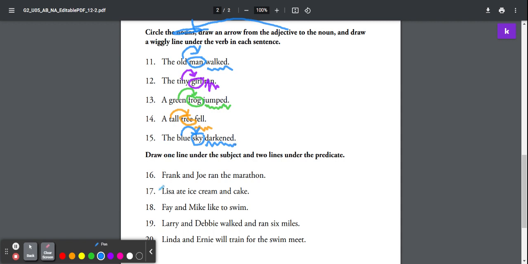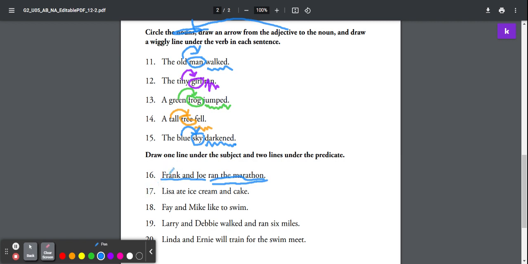All right, great job. Now we're going to draw one line under the subject and two lines under the predicate. Frank and Joe ran the marathon. Our subjects are, because they have an and there, Frank and Joe. Who is it about? Our predicate: what did they do? Ran the marathon. So I need two lines under ran the marathon for the predicate.